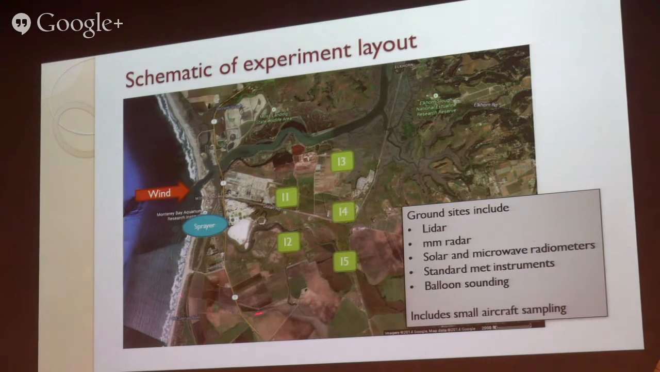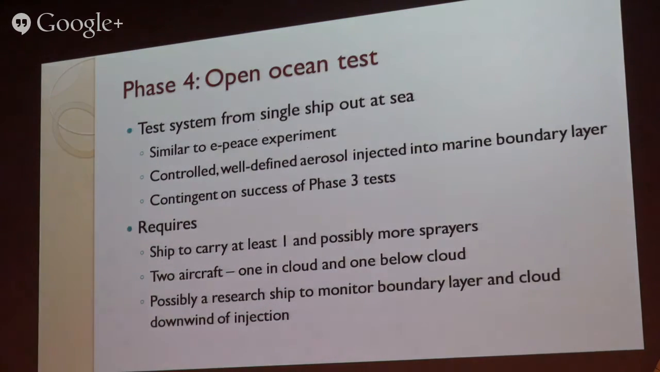But one of the reasons I like this area is it is relatively flat. It's an agricultural area. It's flat for about 5 miles going in, so the kind of thing you would see doing is putting the sprayer right here along the coast and putting a bunch of ground sites I just scattered in there with instruments that would allow us to look at cloud and aerosol properties, and we would also have small aircraft sampling. Again, the plane that Lynn mentioned in the E-PEACE experiment is certainly a candidate for the kind of thing that we would like to do that measures aerosol and cloud properties. So this is just a schematic of what we're talking about.